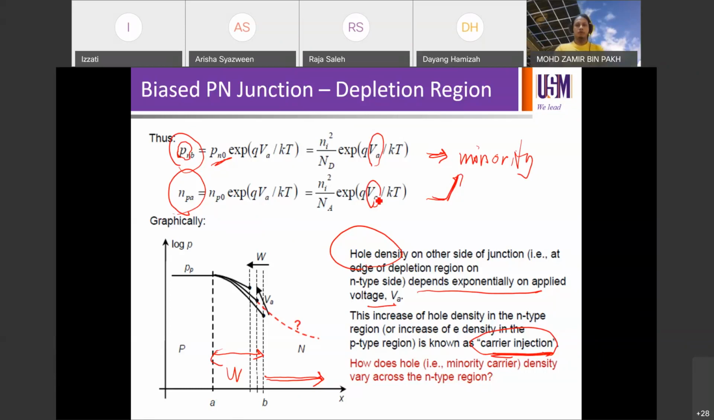Okay, so you can see in the schematic on this page, when you increase Va, the minority carrier concentration at the end of the depletion region increases accordingly, right? Because it depends exponentially on the applied bias. So the minority carrier concentration is exponentially proportional to Va. The higher the applied voltage, the higher the minority carrier concentration found on the opposite side of the depletion region.